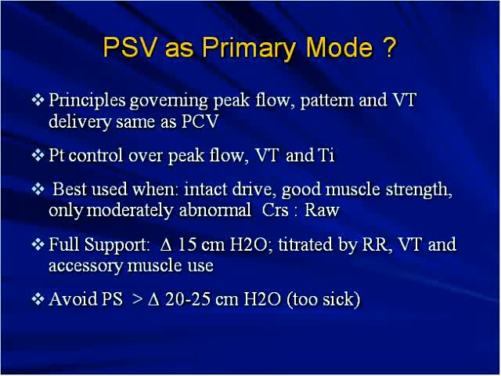And full support, just as a rule of thumb, okay, this is just a starting point, is about a delta of 15 centimeters of water. And if you look at all the studies of spontaneous work of breathing in different lung diseases, patients will usually pull somewhere in the neighborhood of 15 centimeters. So starting with 15 is probably a good way to mimic what the patient's trying to do and hopefully offload their work of breathing. And we titrate that, of course, by respiratory rate and tidal volume and accessory muscle use. Parenthetically, I would personally avoid pressure support levels much greater than 20 to 25.